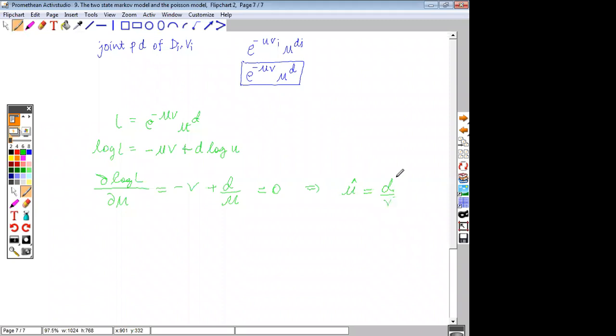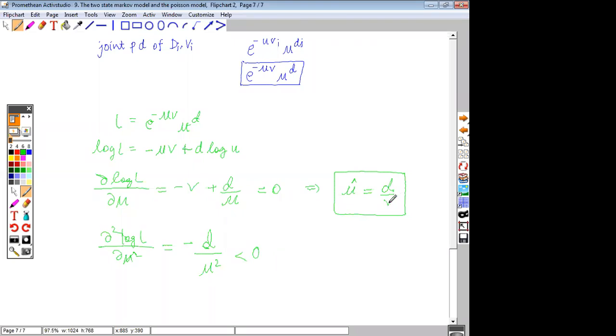What is this? This is just d upon v, right? So again, you can also resort to checking whether this is indeed the maximum or not, which you can do. This pen is not behaving properly, but what you will have is minus d upon mu square, which is less than 0 for sure. So I guess that's just it. So now you always observe this d, you always observe this v.